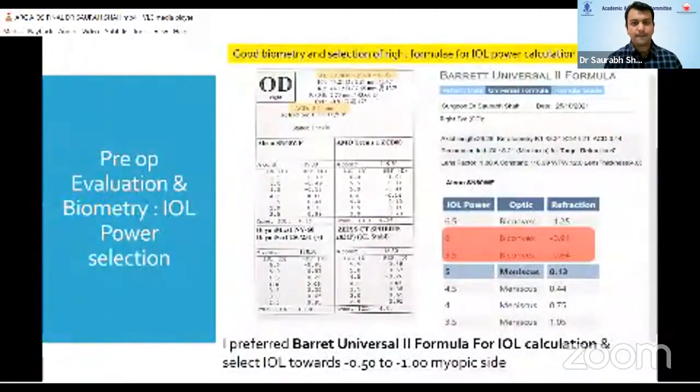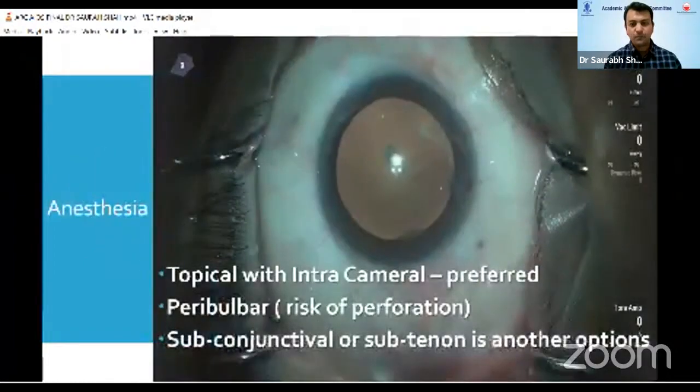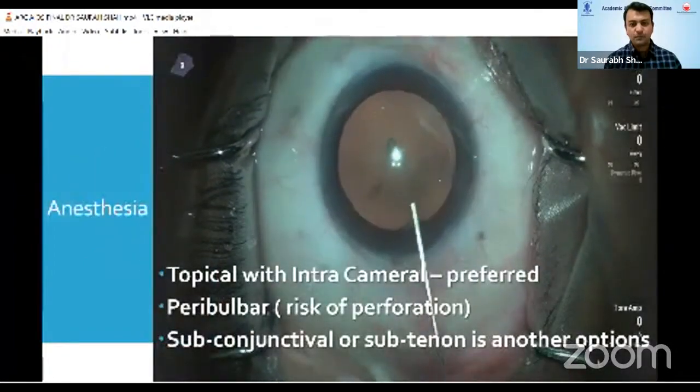So the first challenge is to select the correct IOL power. You can see we are dealing with 29.5 mm of axial length with a deep anterior chamber of 3.5 mm. Here I prefer IOL Master data and SRK/T as well as Barrett Universal formula for IOL calculation. I tend to go a little bit myopic, from -0.5 to -1 diopter, for IOL power. This surgery is done under topical anesthesia.